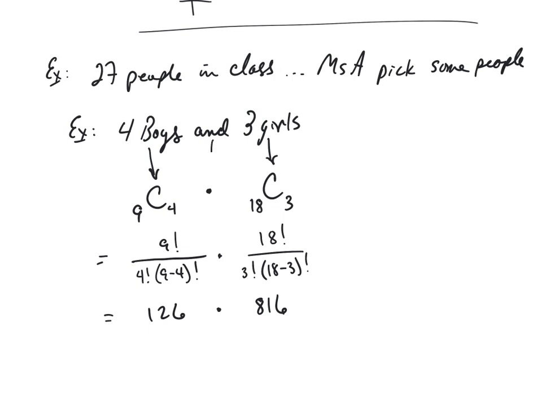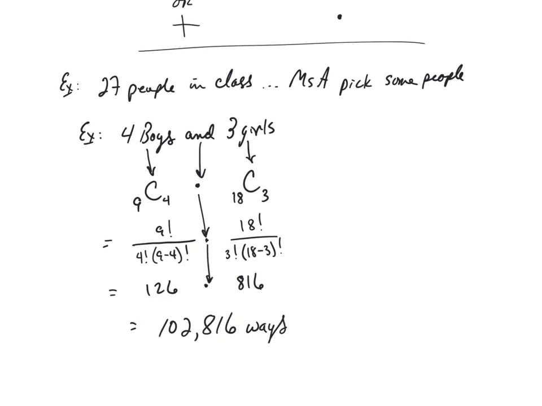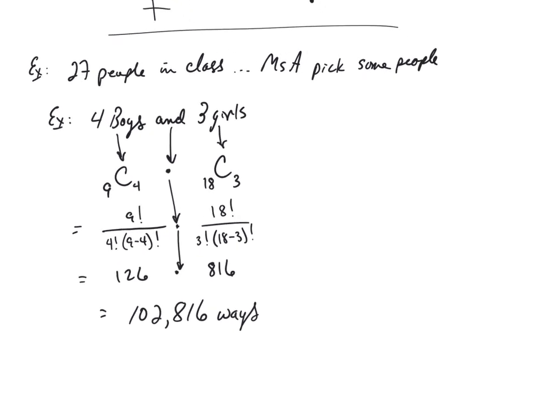And again, with the connecting word and, what we're going to do is multiply those results. And when I multiply those results, Miss Anderson would then have a total of 102,816 ways in which she could pick 4 boys and 3 girls from our class. Okay? Let me shrink this up slightly so you can see it on the same page. Let me just draw a line down the middle.